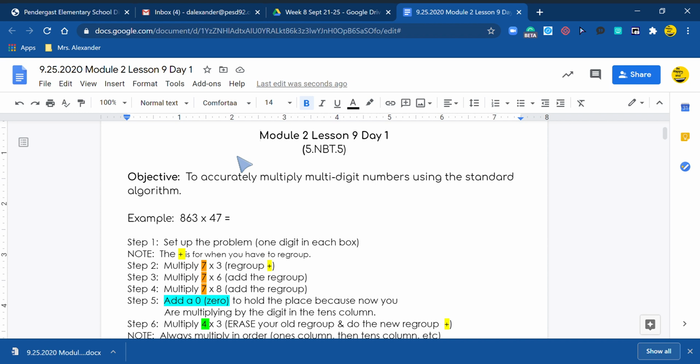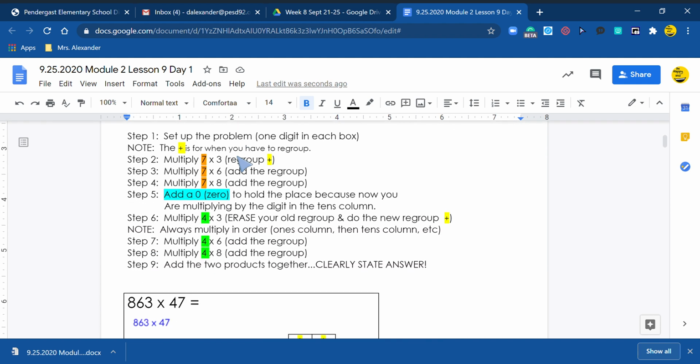It'll be our first day. And again, we're going to accurately multiply multi-digit numbers using the standard algorithm. Now, I've just created 2 different videos for strategies, and I'm going to use those concepts to see if it'll help us on this one. And I think it's possible.